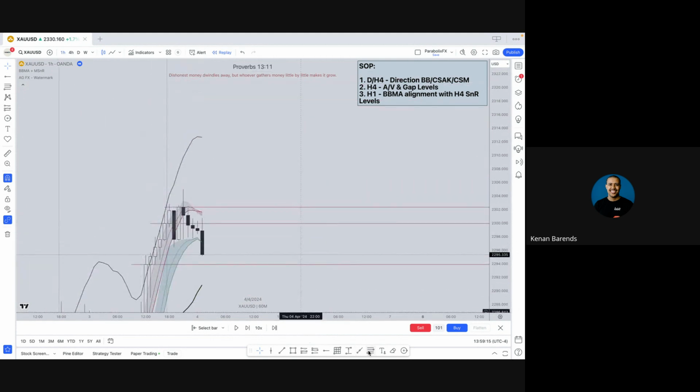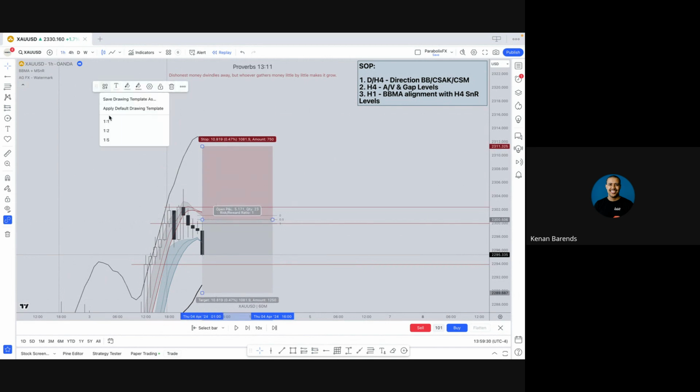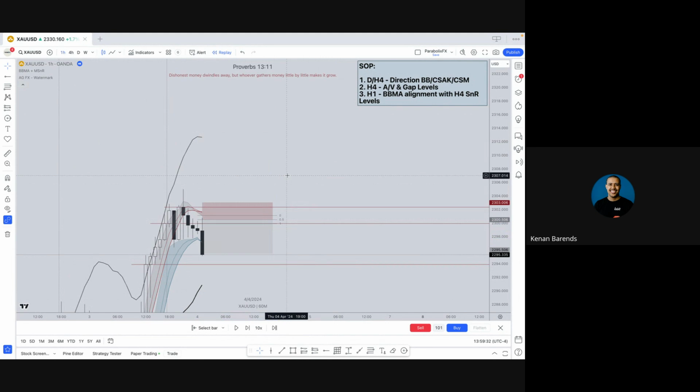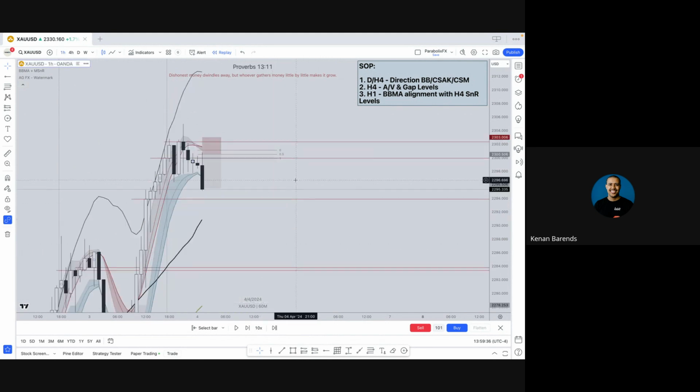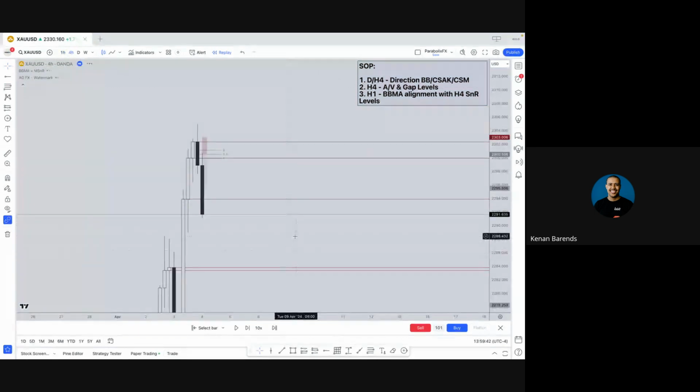And we will use our 50% again between our SNR level and the moving average. And we will enter like this. This was a trade I took. And done. On the 1 a.m. candle, done for the day. Let's look at what the next candle did.